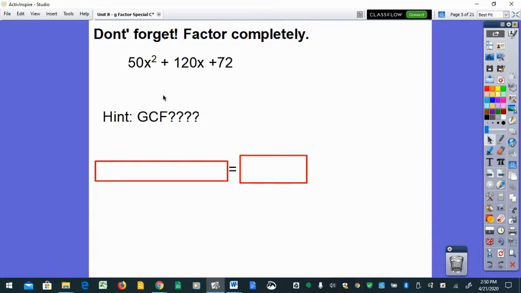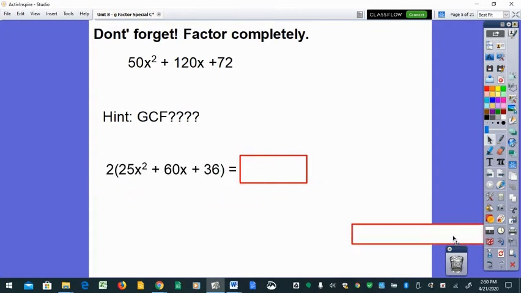Did you notice they're all even? So we could at least factor out a 2. So why don't we start there? Take out a 2, factor out a 2, and you'd be looking at this. It still looks kind of nasty until you realize that that's a perfect square, 5x squared. And the end is a perfect square, 6 squared. 5x, 6.